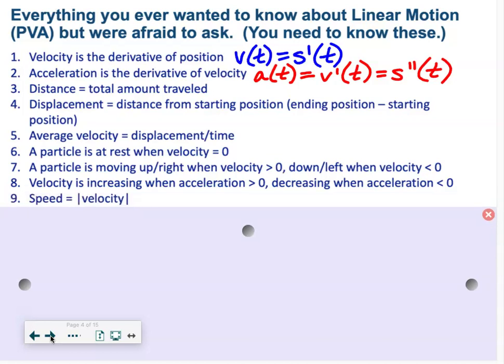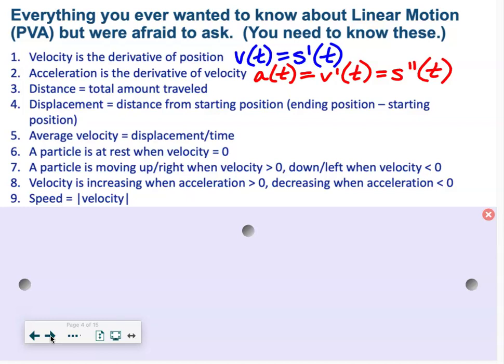Okay. Number 9. Speed is the absolute value of velocity. Now in this unit, that's good enough. Speed is the absolute value of velocity. Later on, when you get into vectors, then you can say speed is the magnitude of the velocity, because that's really what it is. By those absolute value signs, we should never say absolute value. We should always say magnitude, because that's really what an absolute value gives you. It gives you the magnitude of whatever's inside. So speed is the magnitude of the velocity.